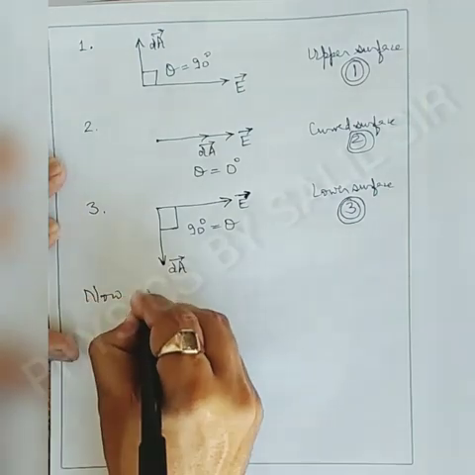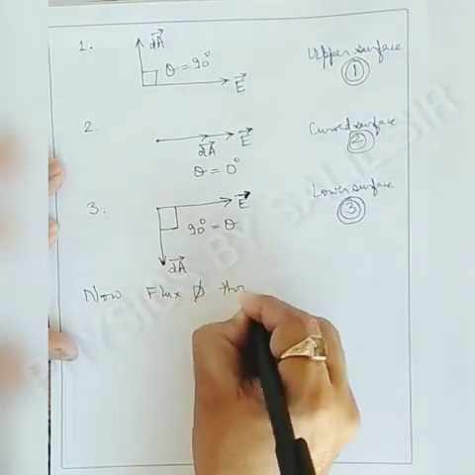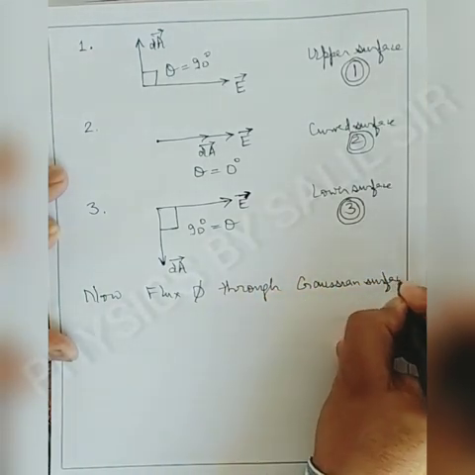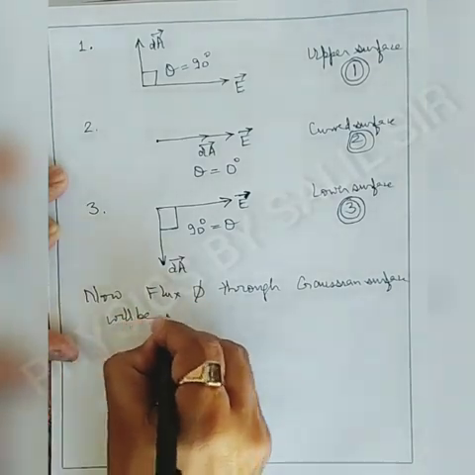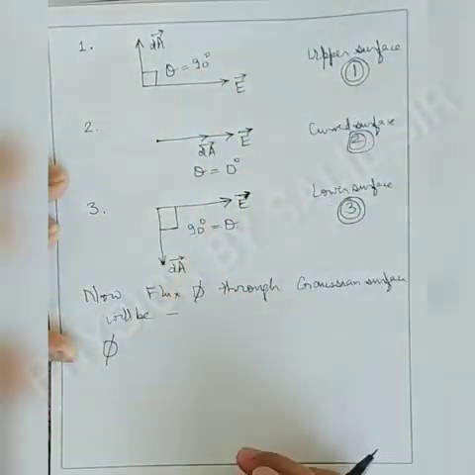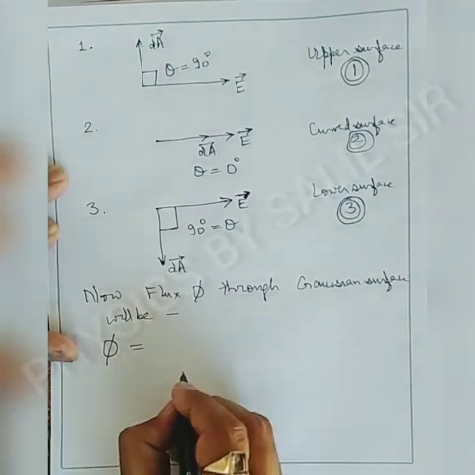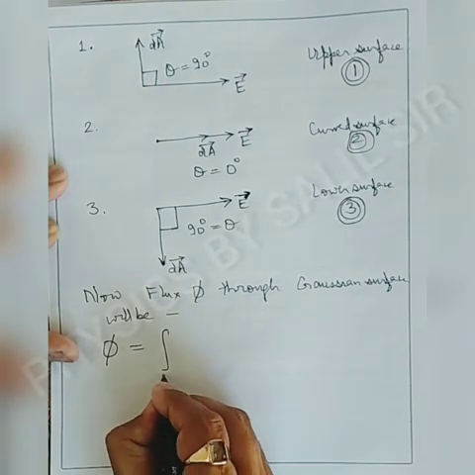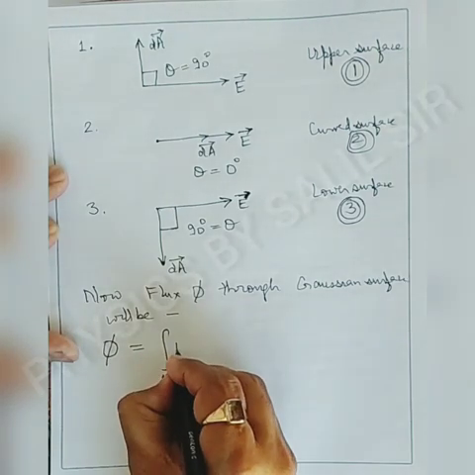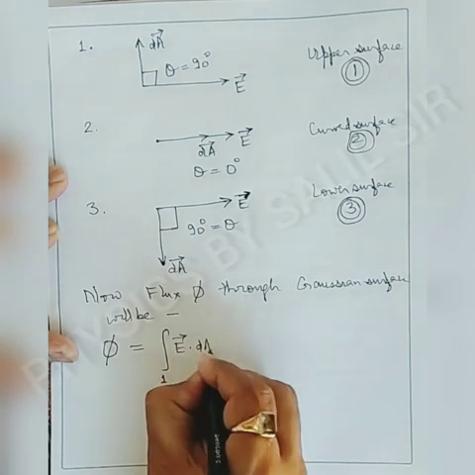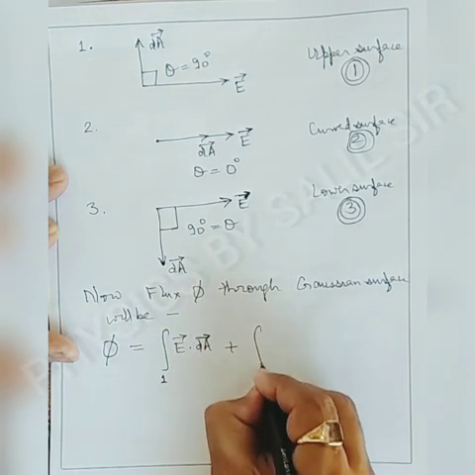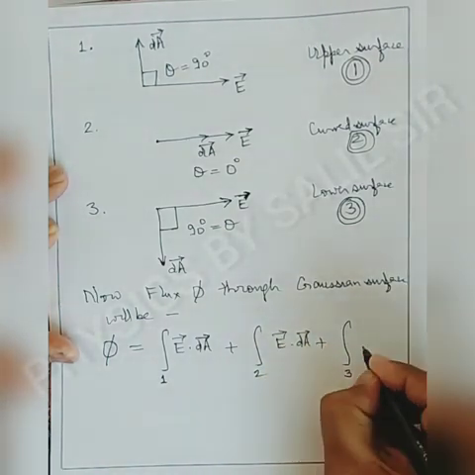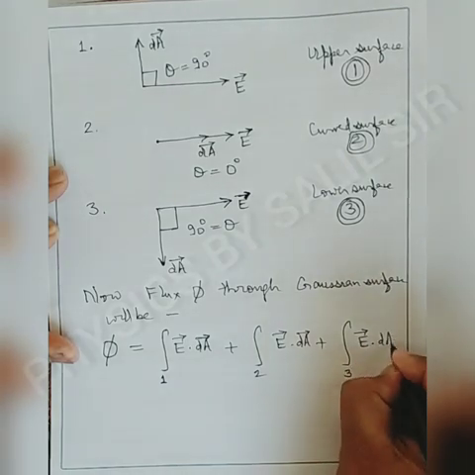Now the flux phi through the Gaussian surface: what we will do is add the separate fluxes of all three faces and use the integration sign. So the integral over surface number 1 of vector E dot vector dA, plus the integral over surface 2 of vector E dot vector dA, plus the integral over surface number 3 of vector E dot vector dA.